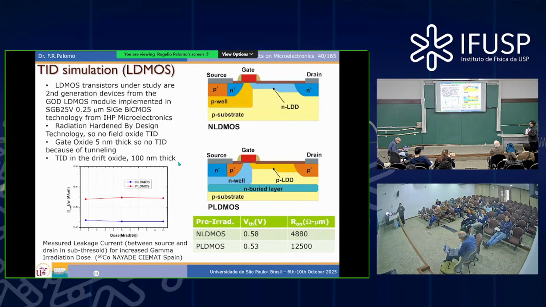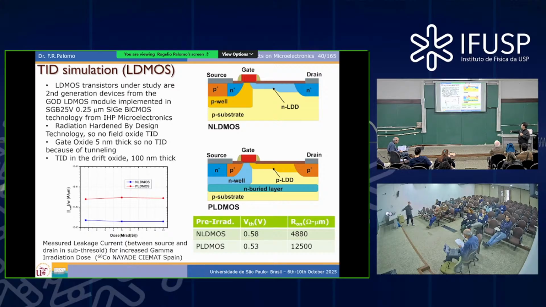You can also make a total ionization dose simulation. That work was made with people from the CNM in Barcelona. In particular, we took measurements of a single transistor. NLDMOS and PLDMOS is a transistor we use for radio frequency in the gigahertz regime. They are transceivers, basically.